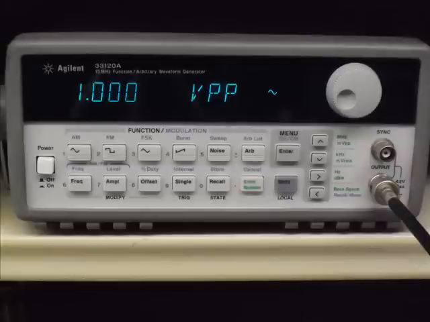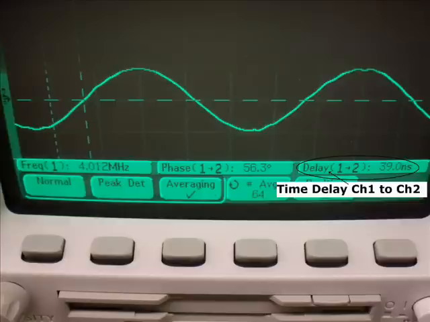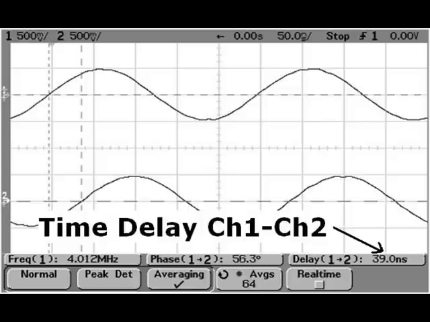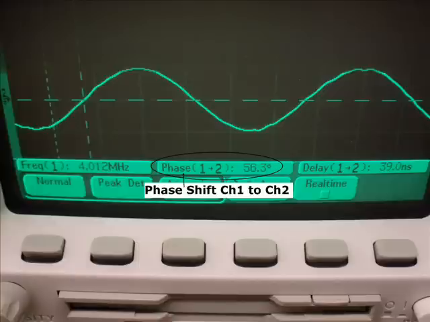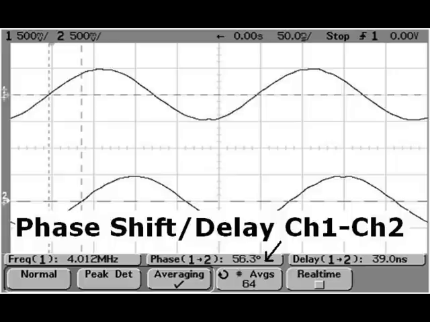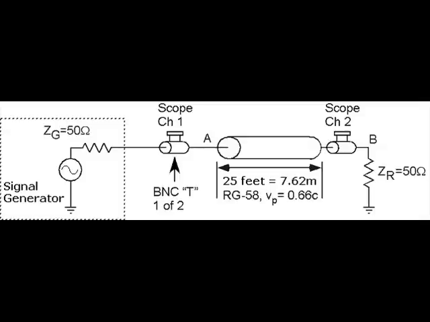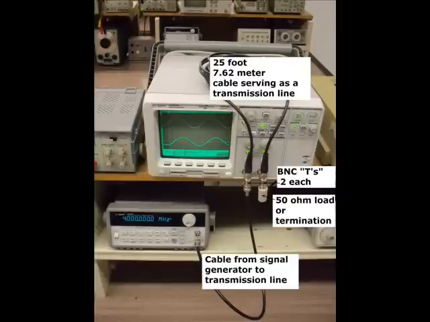Another reason to use a sinusoidal signal is because we will be measuring both the time delay and the phase shift represented by the cable. Digital engineers often think in terms of time delay, whereas analog or RF engineers think in terms of phase shift, so knowing both aspects is important. As shown, the setup is once again straightforward.